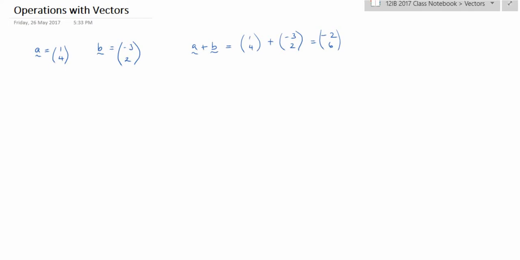So remember, when we're looking at vectors, this one would be a vector of across 1 and up 4. So that would look a little bit like that. And then this one would go back 3 and then up 2. So it would look something like that. And then if we add the two together, that means we would end up moving back 2 and then up 6.